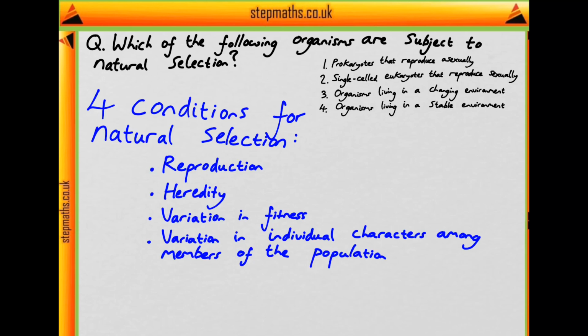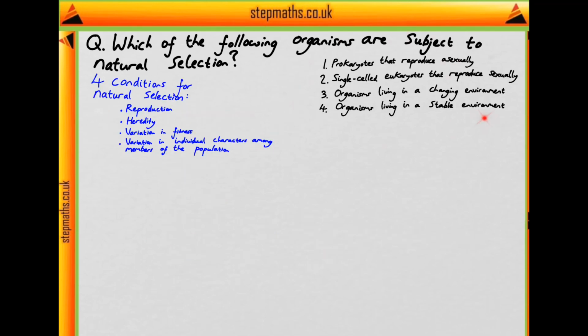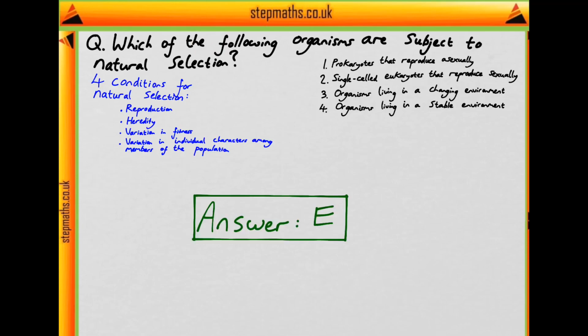And in a climax community, again, there is still mutation which introduces variation. So just because the environment is stable, that does not mean all variation in the population is removed. And so, as all 4 of these organisms are subject to natural selection, this corresponds to answer E.